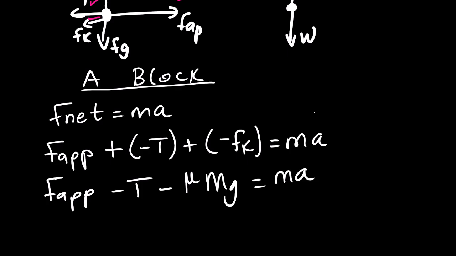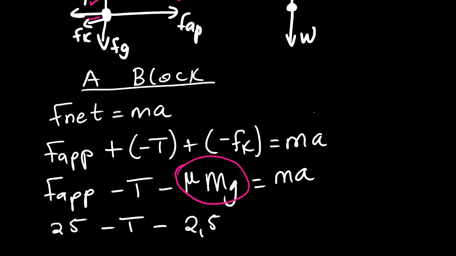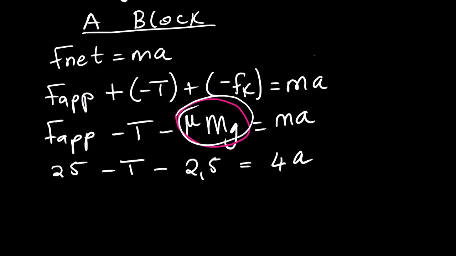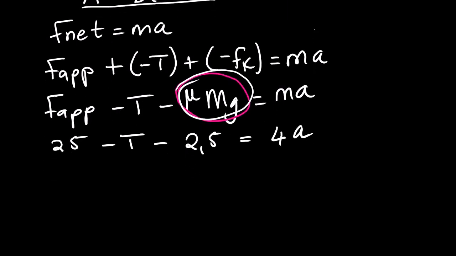From the diagram, we are given that the force applied is 25 newtons, minus tension, minus, in this case we know that this is equal to Fk. Fk we are given that it's 2.5. So for now we can simply substitute the whole thing with 2.5, is equal to the mass of A block, it's 4 kg, and then acceleration. Now we just need to solve for T.